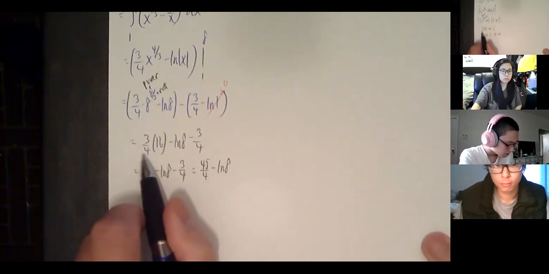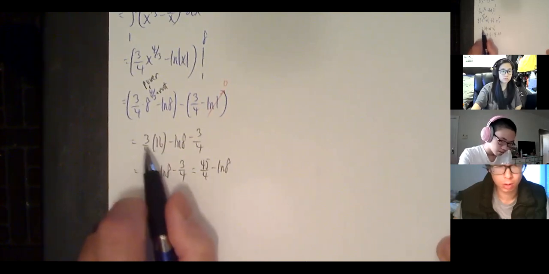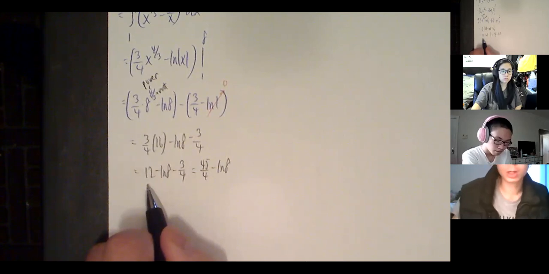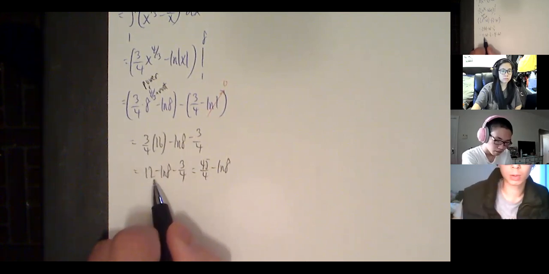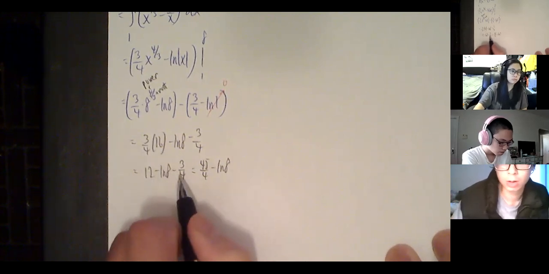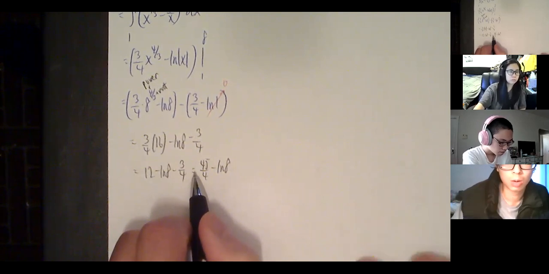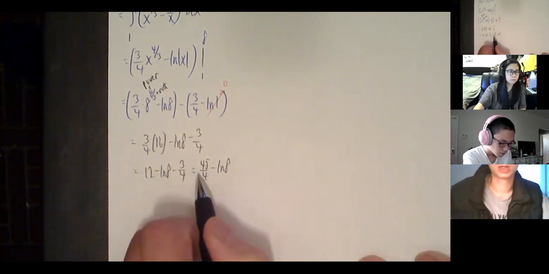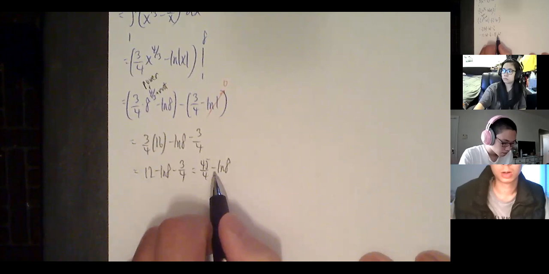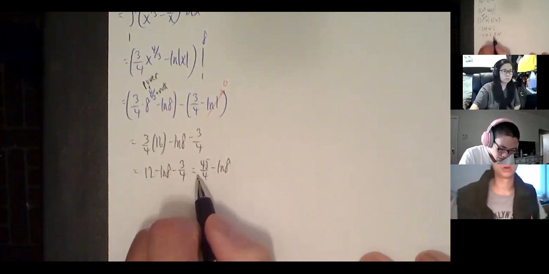Okay. And 3/4 times 16. 16 divided by 4 is 4. 3 times 4 is 12. So 12 minus natural log of 8 minus 3/4. So 12 minus 3/4 is 11 1/4, or 45 over 4. So final answer, 45 over 4 minus ln 8. If you put 11 1/4, that's okay. If you put 11.25, that's okay.